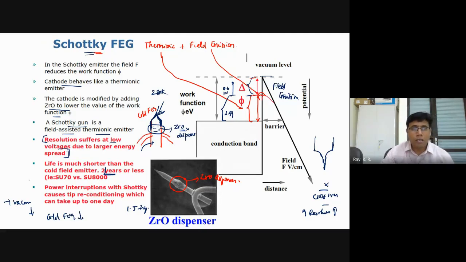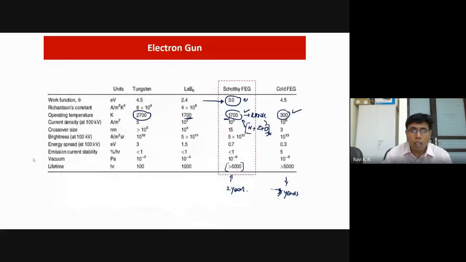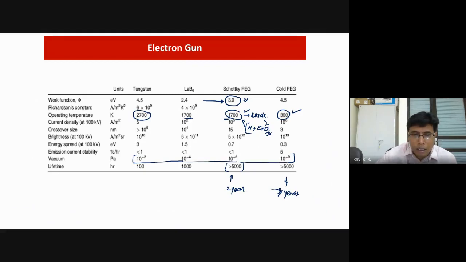So I will give this as an assignment. What is the reason for vacuum in the electron microscope, and why do we have a different vacuum level in different microscopes? Lanthanum hexaboride. If you look at this part alone, the vacuum level, why do we have a different vacuum level in different microscopes? So I think you should try to. I'll send this also as an assignment. Why do we have a different vacuum level in different microscopes? What is the reason for that? Okay.